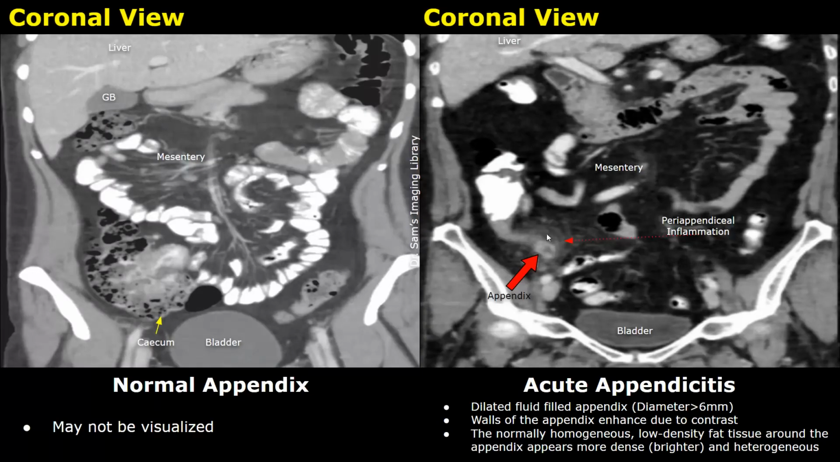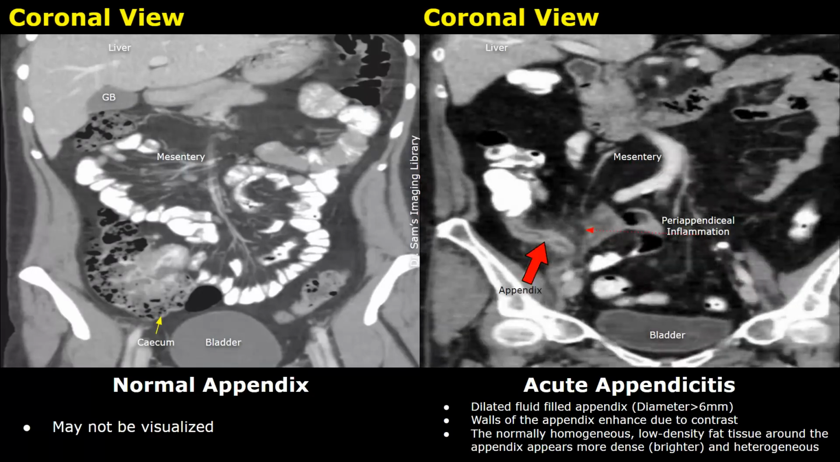We can see an enlarged, swollen appendix over here. IV contrast is administered, which enhances the walls of the appendix. Periappendiceal inflammation is present. The fat around the appendix, which was supposed to be low density or dark and homogeneous, is appearing brighter and heterogeneous, indicating inflammation.